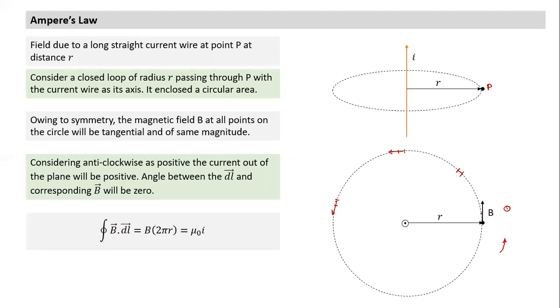If the angle is 0, B dot dL becomes B dL cos theta. I'm not skipping a step here. So what is that equal to? It is B dL cos theta, and cos theta is equal to 1 everywhere, so B can come out of the integral. What remains is the integral of dL. dL is a scalar quantity, a magnitude. The summation of dL is equal to 2 pi r.